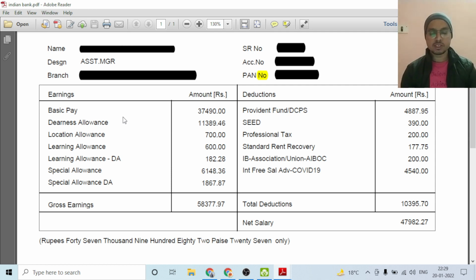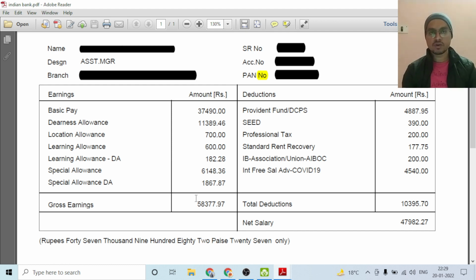The first one is basic pay. Basic pay is almost 37,490 rupees. But when you join, in the first month salary slip you will find your basic will be 36,000. Your basic pay will start at 36,000, and when you complete your first year of service, your basic will be almost 37,490 rupees. According to that you will get the DNS allowance, location allowance, learning allowance, DA, and special allowance. After adding all the earnings, the gross earning is 58,377 rupees.